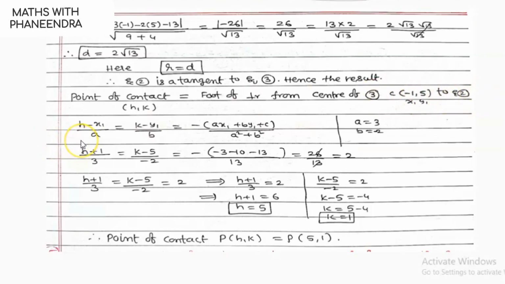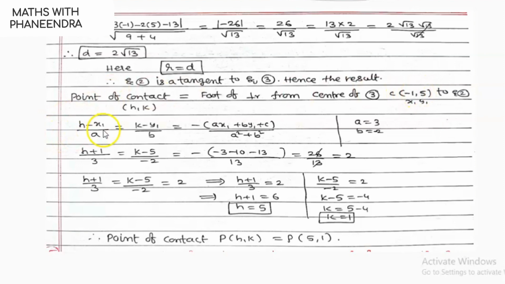So we have to apply the formula of foot of perpendicular we studied in first year 1B chapter in straight lines: (h minus x1) divided by a equal to (k minus y1) by b equal to minus of (ax1 plus by1 plus c) by (a square plus b square). So here a value is 3, b value is minus 2, comparing with the tangent equation 3x minus 2y minus 13 equal to 0. So a is equal to 3, b is equal to minus 2. And x1, y1 is the center of the circle, minus 1 comma 5.